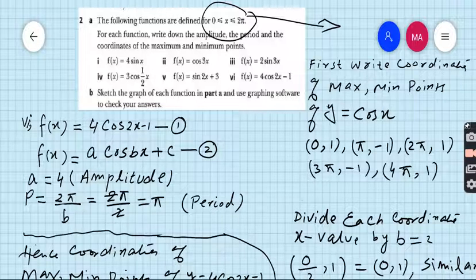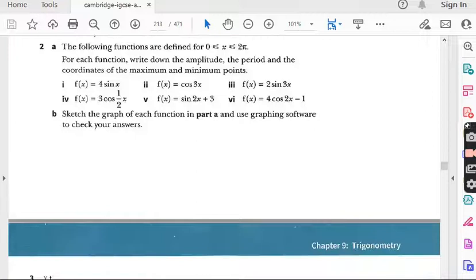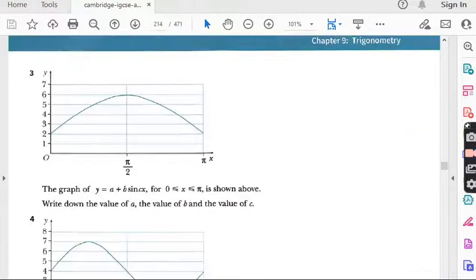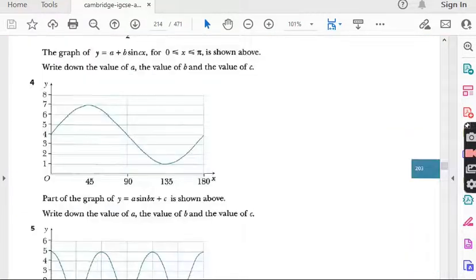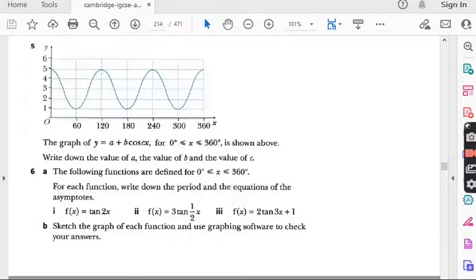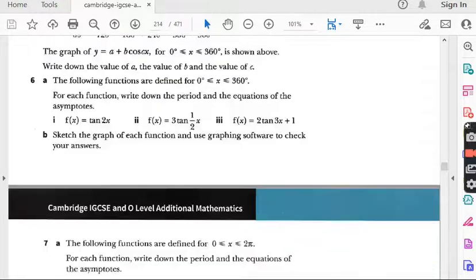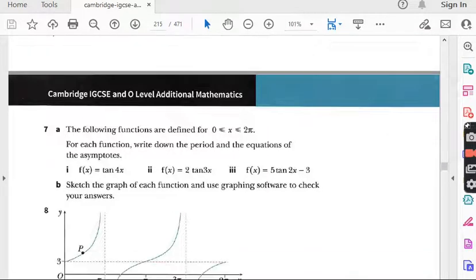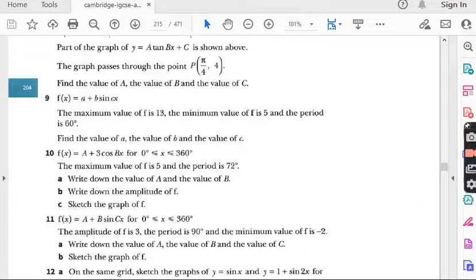What next? In this exercise, question number 3. The graph is given, we have to find some values. Question number 4 is the same, question number 5 is the same. And after question number 5, we will learn how to draw the graph of the tan function. In question number 1 and question number 2, we have learned how to draw the graph of sine and cos. And in question number 6 we have to learn how to draw the graph of tan. So don't worry, I will do each and every question, each and every part for you. Okay students, good luck for the next lecture.